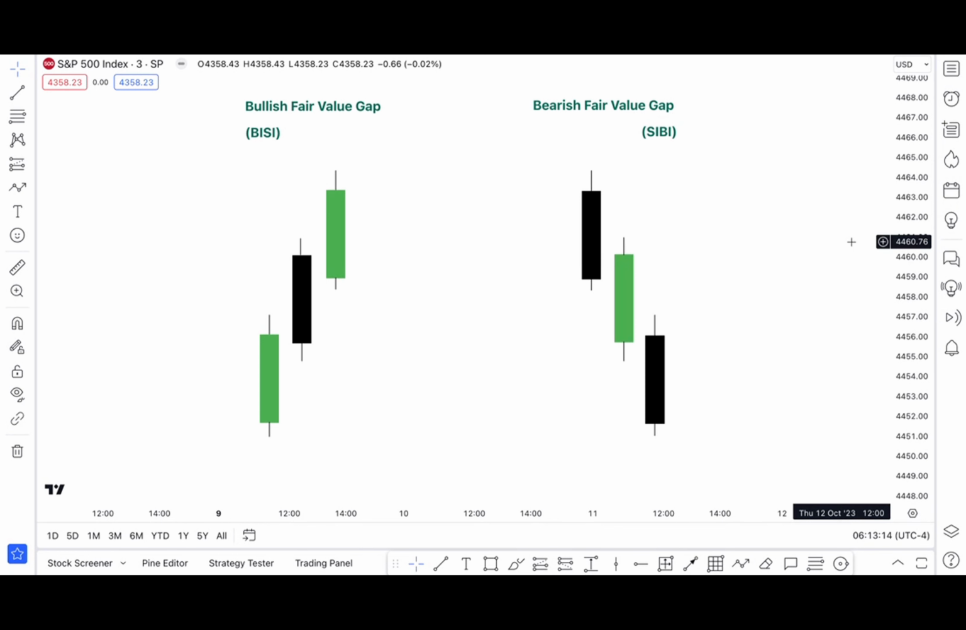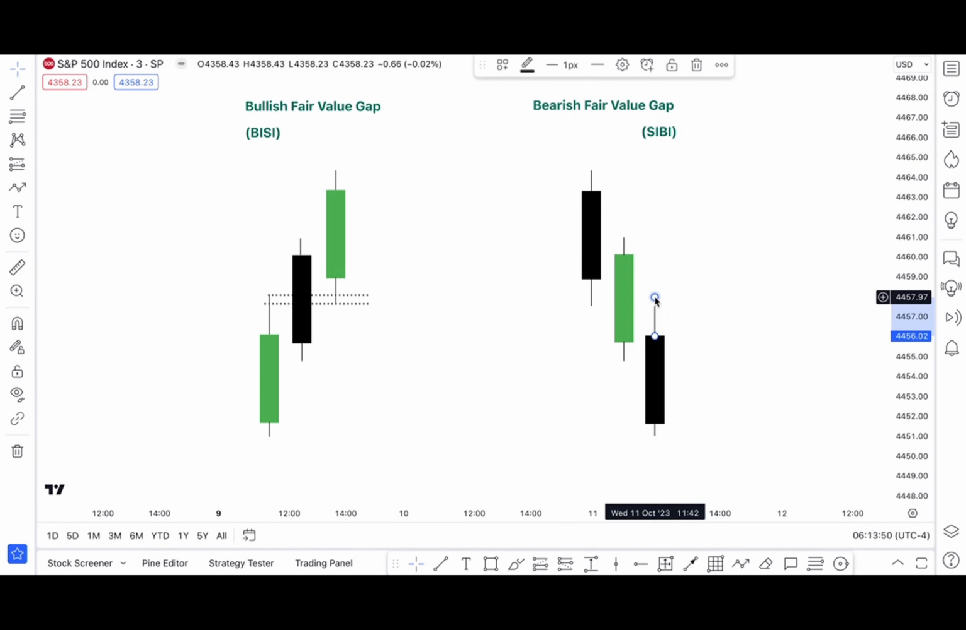Also important to notice when there is no fair value gap. In this situation where the high of the first candle and the low of the third candle are overlapping, there's no fair value gap right here. Same when you have a bearish move, when the high and the low of the candles are overlapping, you also don't have a fair value gap.